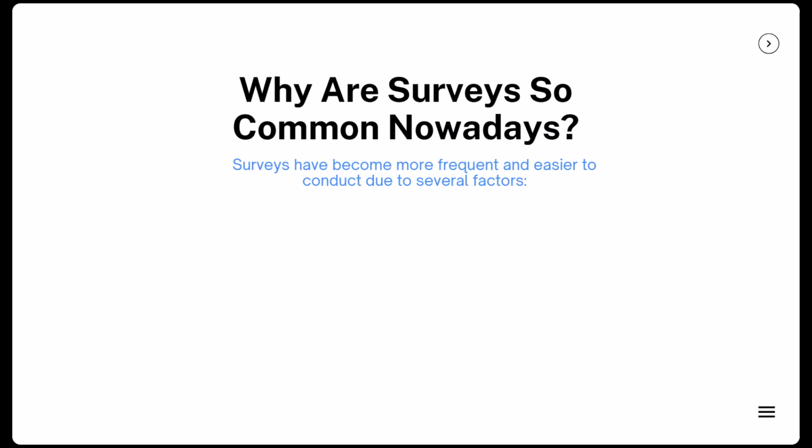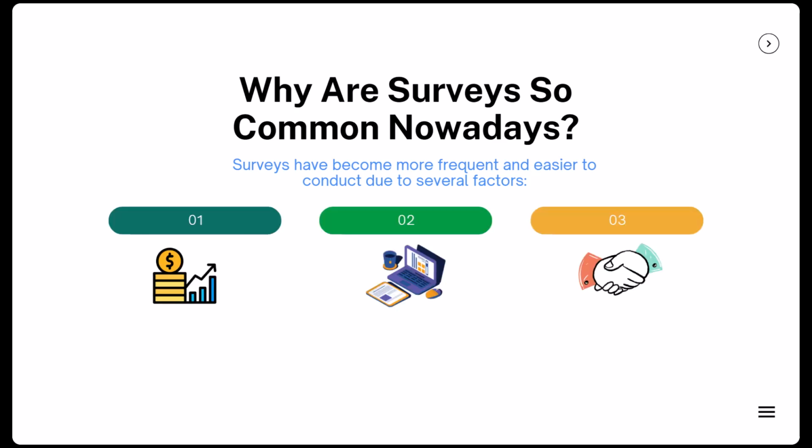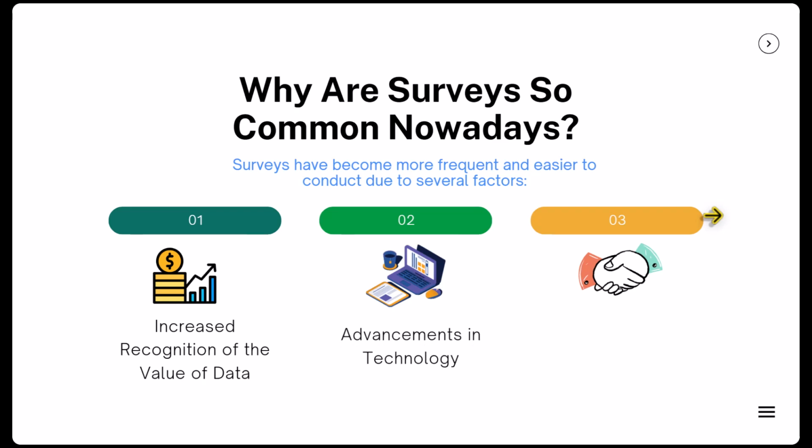This takes us straight to the question of why surveys are so common nowadays. There are a number of reasons, and these include: number 1, increased recognition of the value of data. Organizations now understand that data-driven decisions lead to better outcomes, and therefore surveys help them collect valuable insights to guide strategies. Number 2 is advancements in technology. With online survey tools like Google Forms, Typeform, and SurveyMonkey, it's now easier to create and distribute surveys globally within minutes.